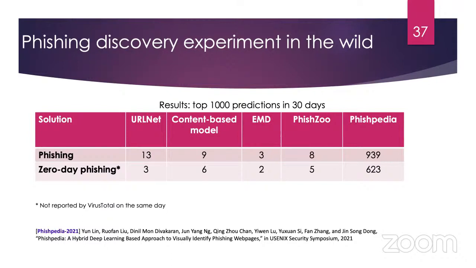However, you need to keep in mind that the first two models, URLnet and content-based models, are trained on an offline data set. So if the training data set is not huge enough or representative enough or is not timely, then your performance can degrade quite significantly. Whereas EMD, Phishing, and Phishpedia are based on a reference-based solution, right, or screenshot-based solution. So there you can see Phishpedia stands out.